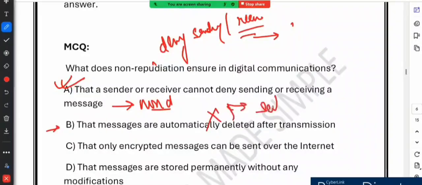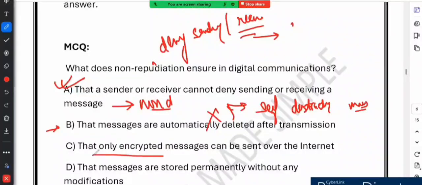Right, it describes what we call a self-destructing message. So it does not describe non-repudiation. It is all about the proof of communication, not deleting messages. So if you send a message on Snapchat, it disappears after being read, but there is no proof that it was ever sent. So it does not ensure non-repudiation.